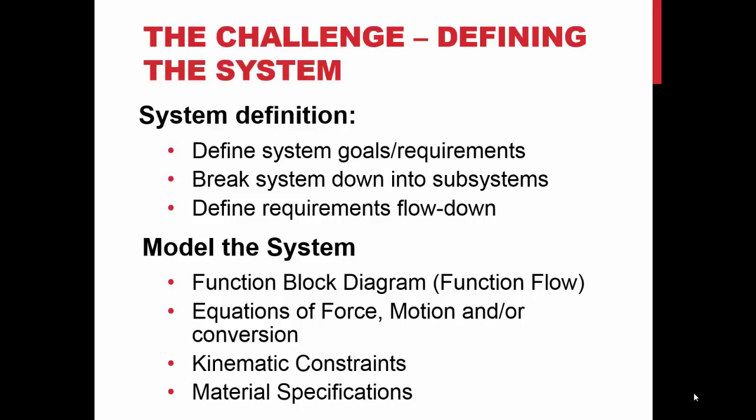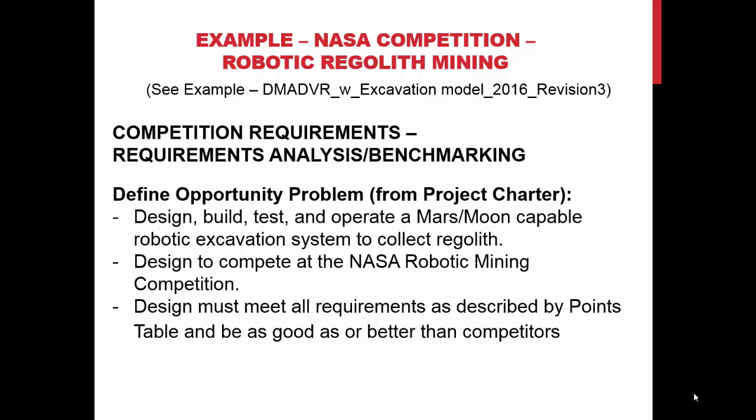So our challenge is to define the system. Looking at system definition, we have to understand what are the goals and requirements, and how can we break that system down into subsystems that would help us to redefine the requirements flow down on the design. From there, we can model the system using function block diagrams, looking at function flow, create the equations of force, motion, and or conversion. From there, we can set kinematic constraints and also material specifications to help us lock in what our design must be.